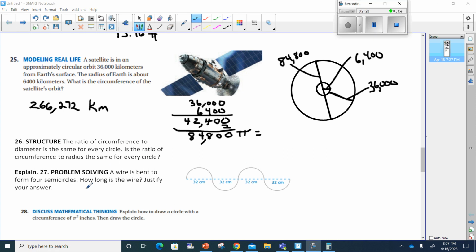All right, next is number 27. It says a wire is bent into 4 semicircles. How long is the wire? So this wire is bent into 4 semicircles. Okay. How long is it? Well, an easy way to do this.